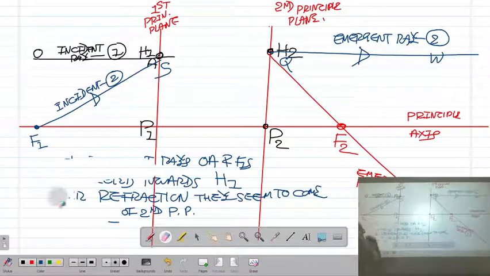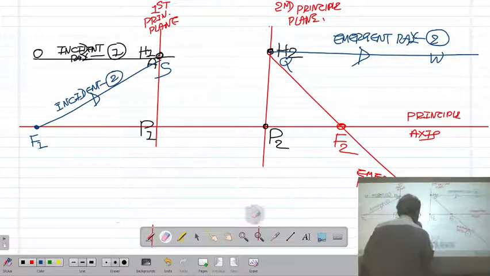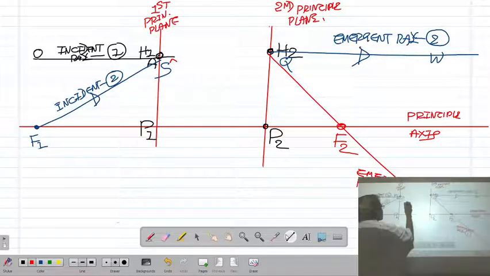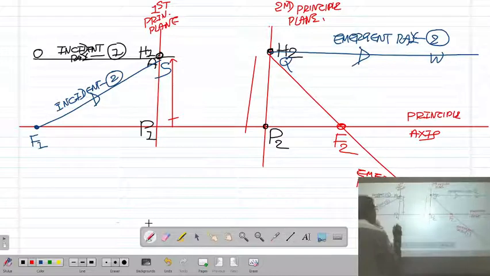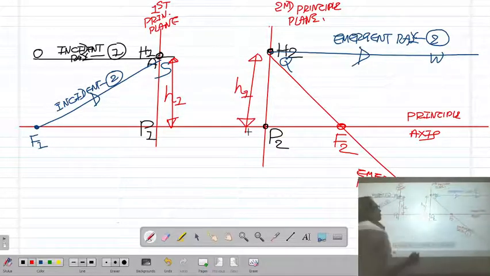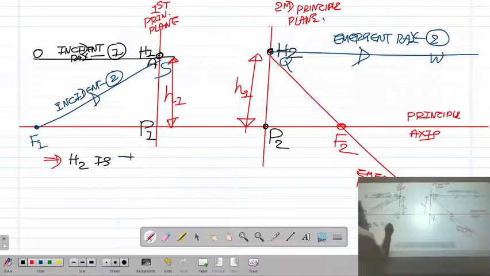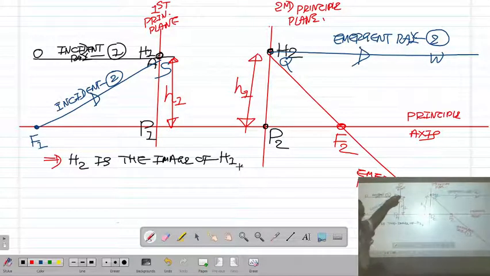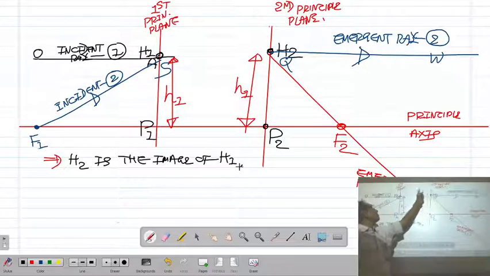You can see that this side is H1 and this side is also H. So if you consider H1 as the object, then H2 will be the image, right? So point H2 is the image of point H1, right?